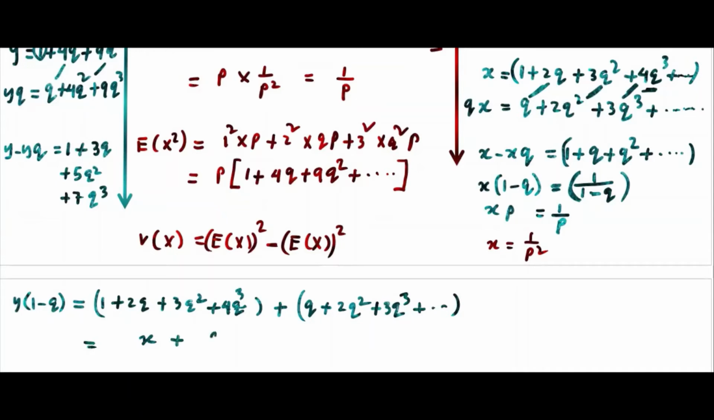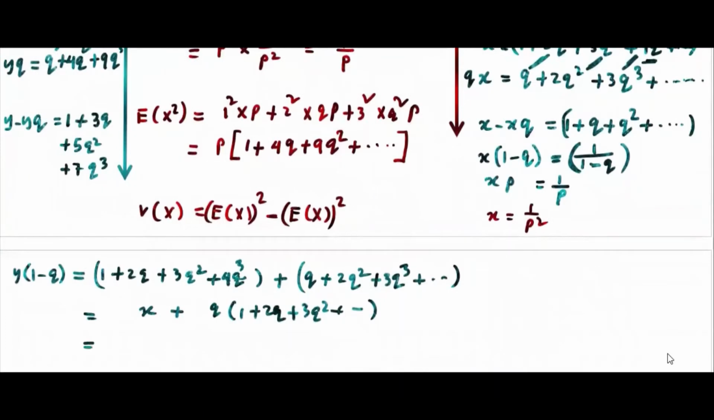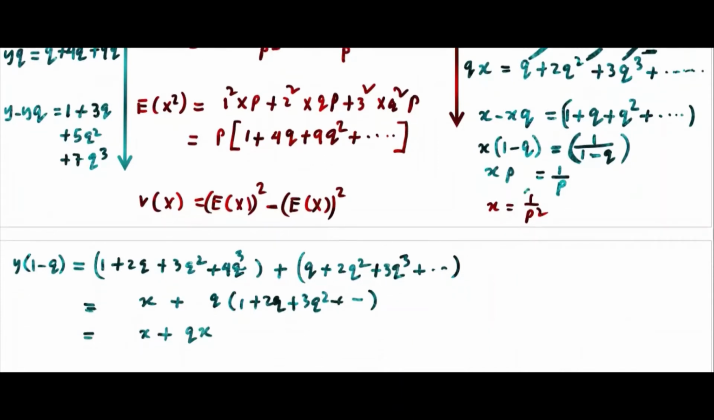Plus the second one, you take q common. Again you got this pattern, the same pattern, so it's repeating: x, 1 plus 2q plus 3q square. We have already, that one is x. We know already x is 1 upon p square. We'll put here 1 upon p square. You can take x common if you want. You will get 1 plus q. X is 1 upon p square, you write 1 plus q.